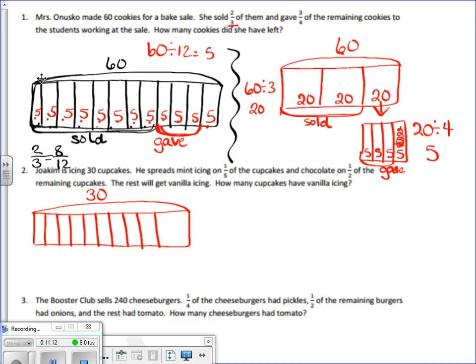So 1/5. I gotta make it to where it's tenths. So that's equal to 2 tenths. Because 1/5 is mint. And 1/2 of the remaining is chocolate.